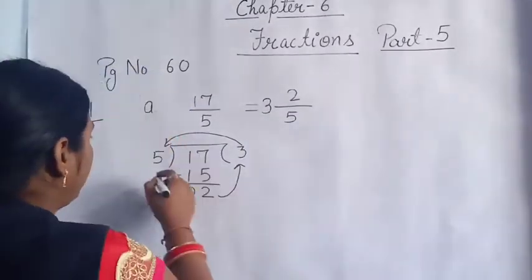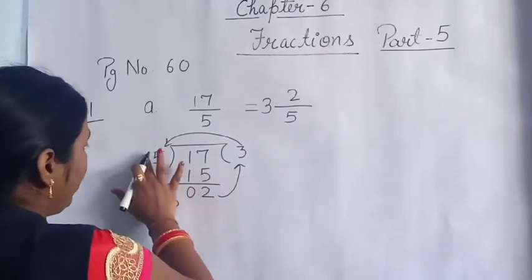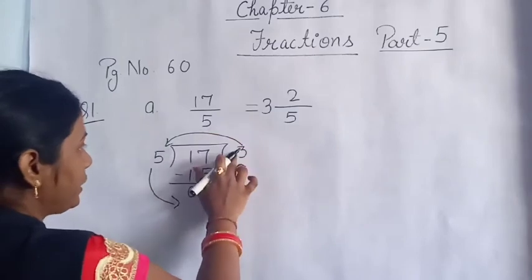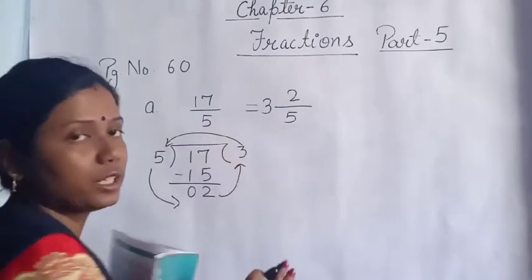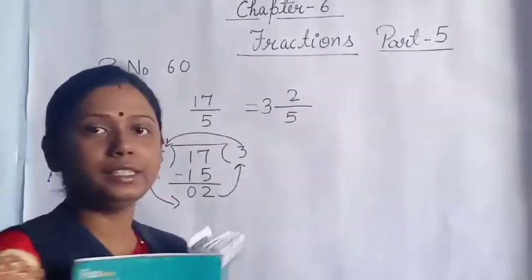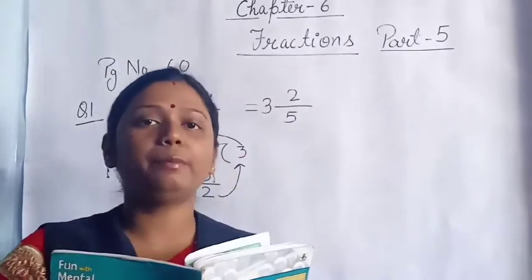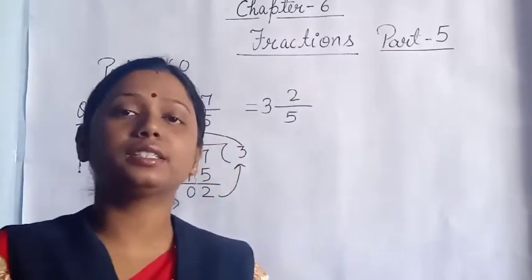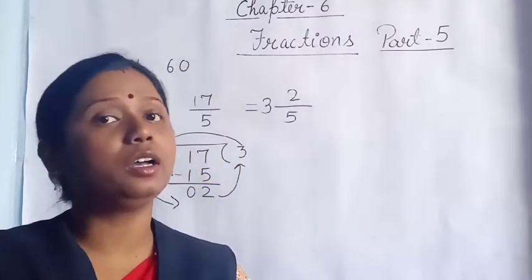So, this is the cycle which you are going to use. 5 will come in the denominator, 2 will come at the numerator's place and 3 will come at the whole number's place. This is the way we can arrange these numbers, and all the parts will be solved in the same manner. Let us now discuss the next question, that is question number 2.